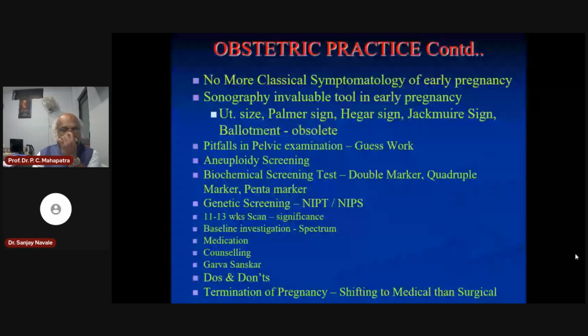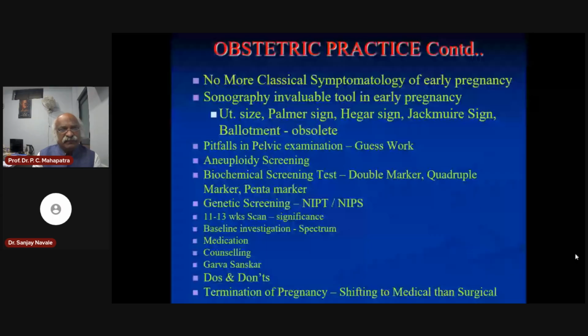So the anomaly scan is very important, and fetal medicine specialists are very profound and experienced in anomaly scan. There are levels of scan. The general gynecologists and obstetricians can do an initial scan, and they should learn sonography to do an anomaly scan. If there is any doubt, they can refer to the fetal medicine specialist for an anomaly scan.